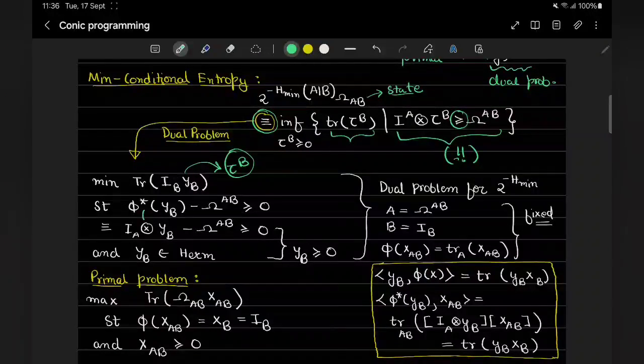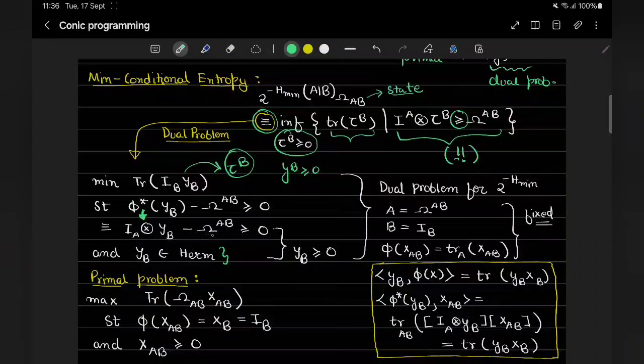So this gives us a map phi. This I will discuss. So once I have this, I also have y belonging to the Hermitian matrices. Now y belonging to the Hermitian matrices is a weaker condition than tau b greater than or equal to 0, or yb greater than or equal to 0. But the point to note here is that I have two constraints. The first constraint is I tensor y minus omega is greater than or equal to 0.